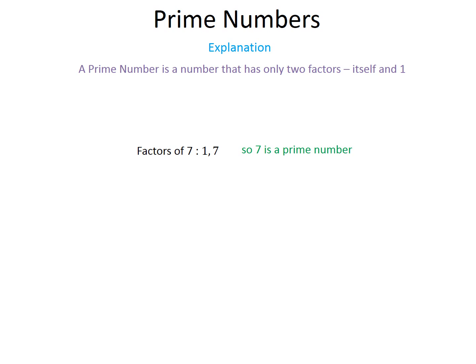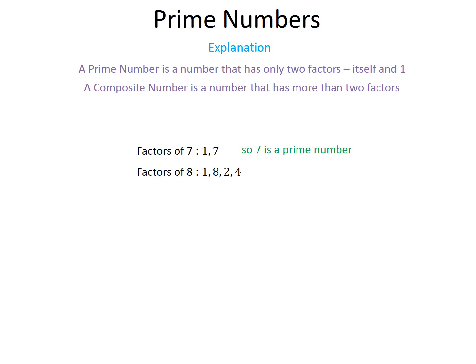Now if it's got more than two factors, it's called a composite number, and 8 is a composite number because 1 times 8 gets you 8, but so does 2 times 4. Composite just means really more than one put together, and so when we're looking at composite numbers, it means there's more than one way to get it by multiplying, and so 1 times 8 works, but so does 2 times 4, so it's a composite number.